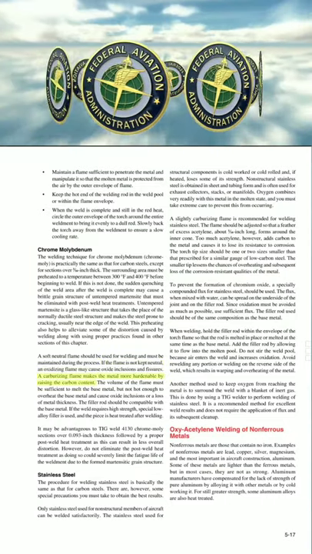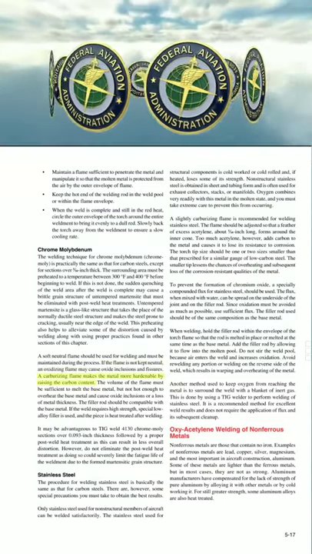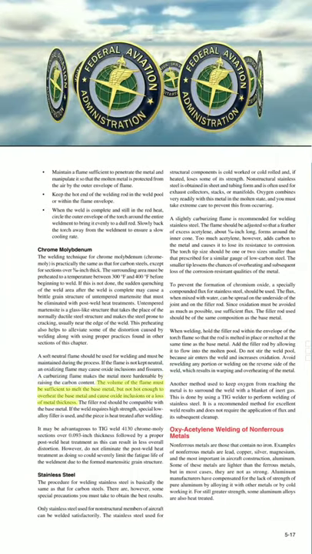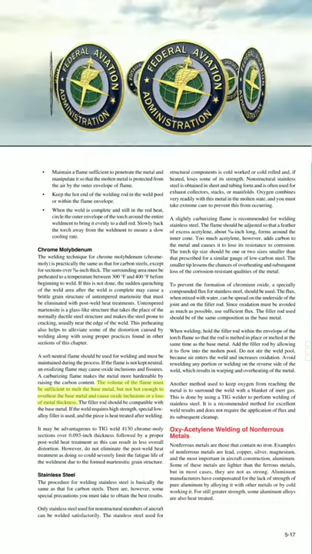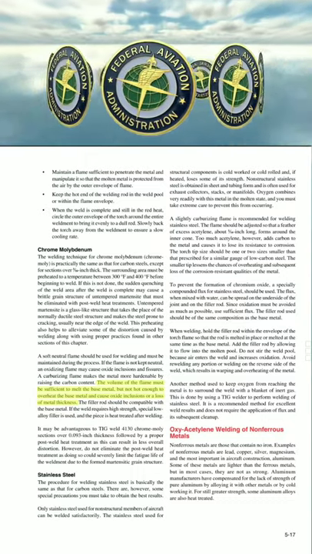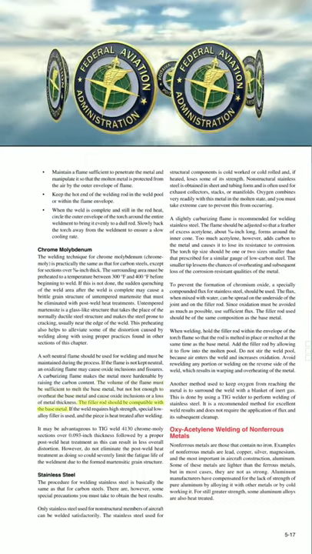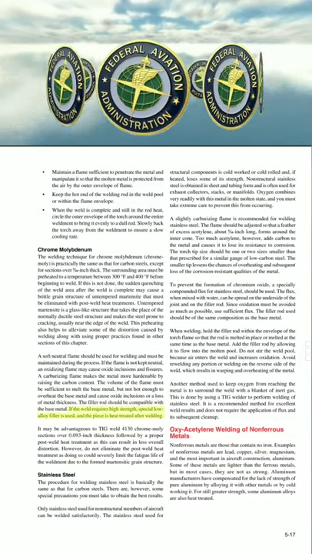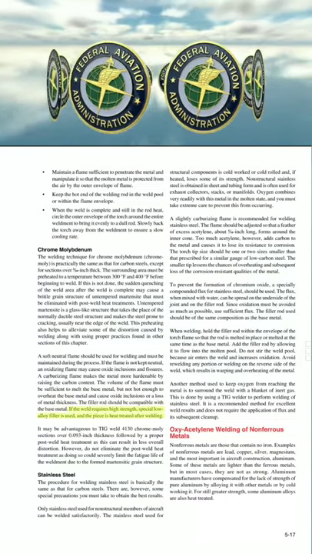A carburizing flame makes the metal more hardenable by raising the carbon content. The volume of the flame must be sufficient to melt the base metal, but not hot enough to overheat the base metal and cause oxide inclusions or a loss of metal thickness. The filler rod should be compatible with the base metal. If the weld requires high strength, special low alloy filler is used, and the piece is heat treated after welding.